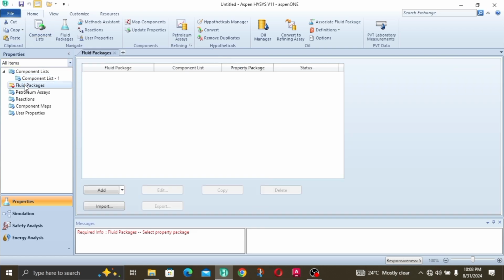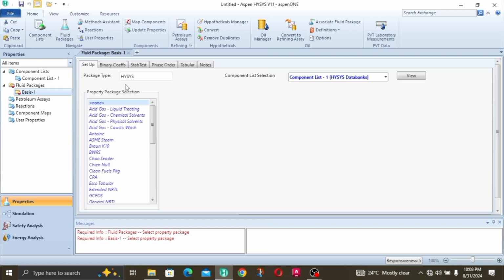Next on, we have the fluid packages. The fluid packages, just like the component lists, it does have about 3 categories under it. When you click the down arrow, the HYSYS, Aspen properties, thermal. You still get to stick with the HYSYS for the beginner's level. So we have a bunch of different fluid packages.